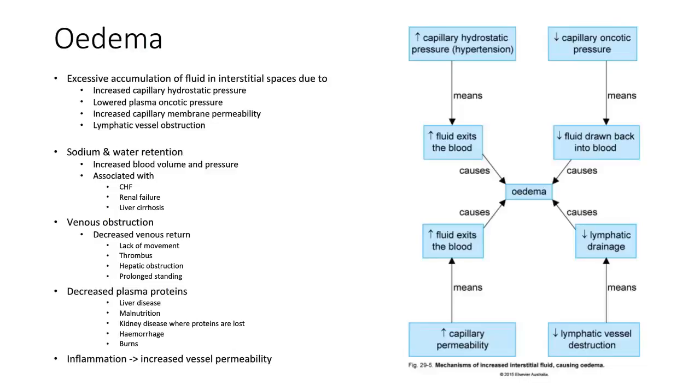Things like malnutrition can lead to a lack of plasma proteins. The liver's responsible for making those plasma proteins, so liver disease can lead to decreased plasma proteins. If the glomerular filtration membrane is damaged so that there are large holes in the filter, then we can lose proteins out into the urine. Hemorrhage, because we're losing whole blood, so we lose plasma proteins. And burns, where those plasma proteins can be denatured and damaged.